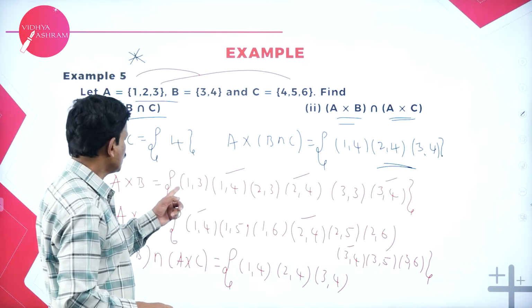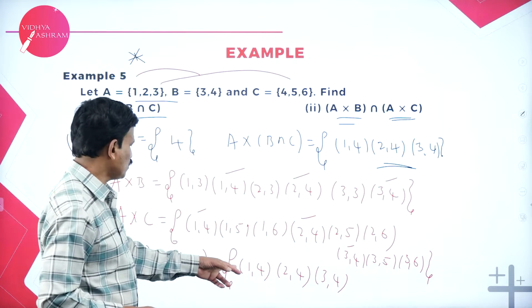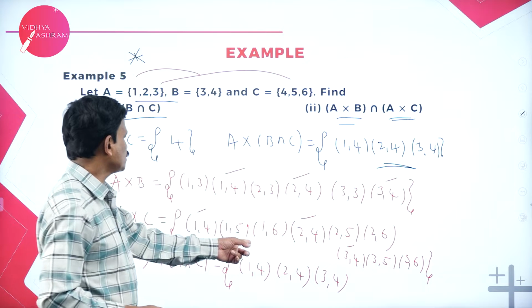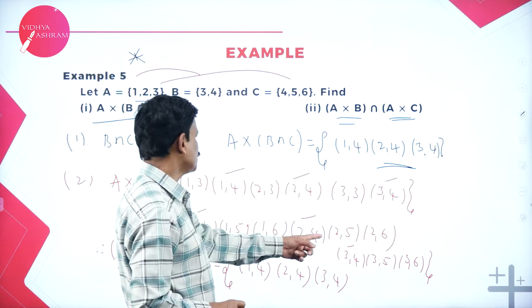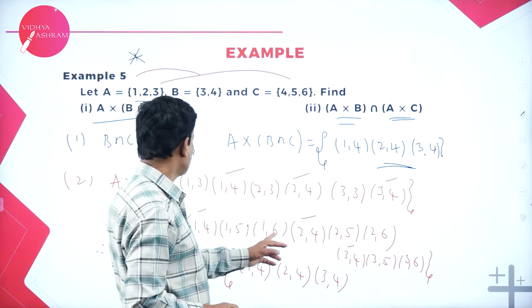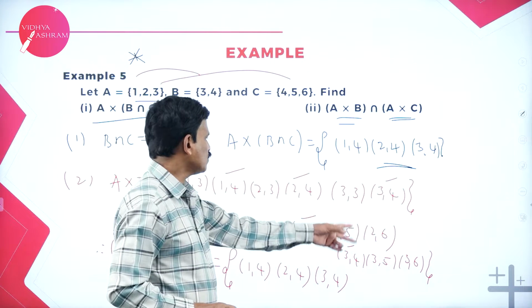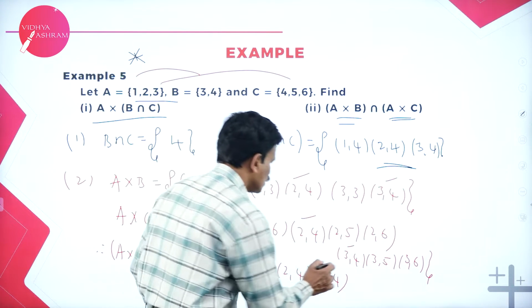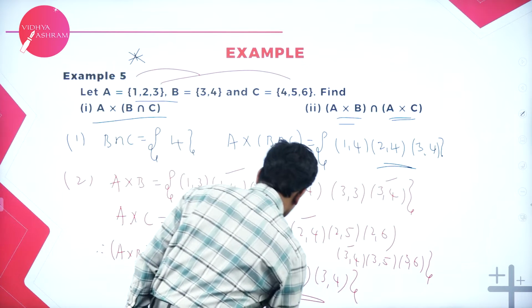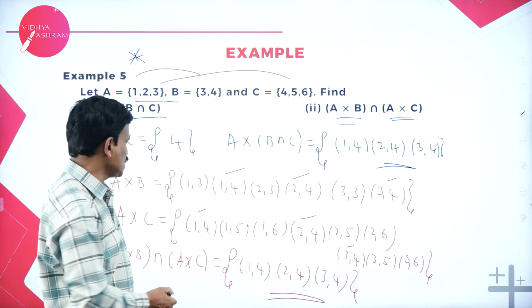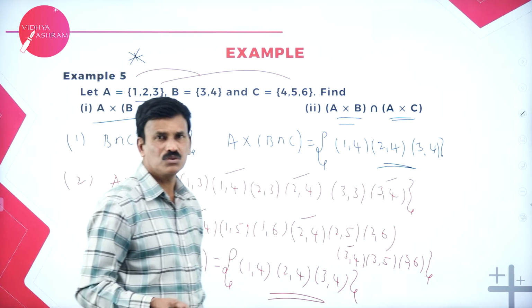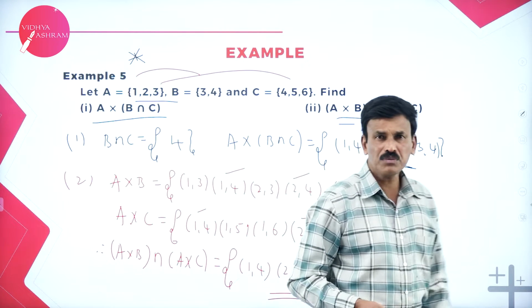So, (1, 3) is not in this set. (1, 4) is there. We have taken (1, 4). Then (2, 3) is not here. We have (2, 4). (2, 4) is here. (3, 3) is not there. (3, 4), where is (3, 4)? So, therefore, this is the intersection. A cross B intersection A cross C is equal to (1, 4), (2, 4) and (3, 4). That's it. Hope you followed. This is an important problem indeed.